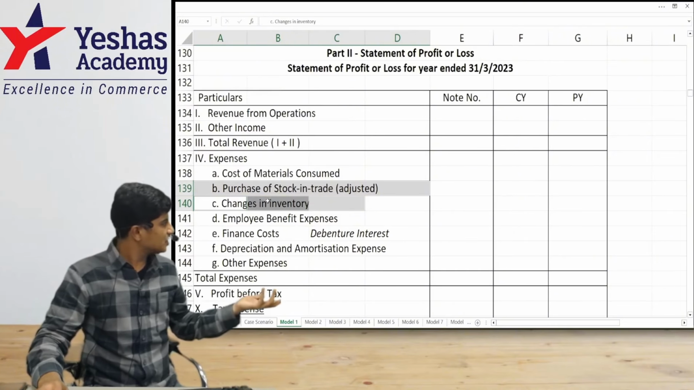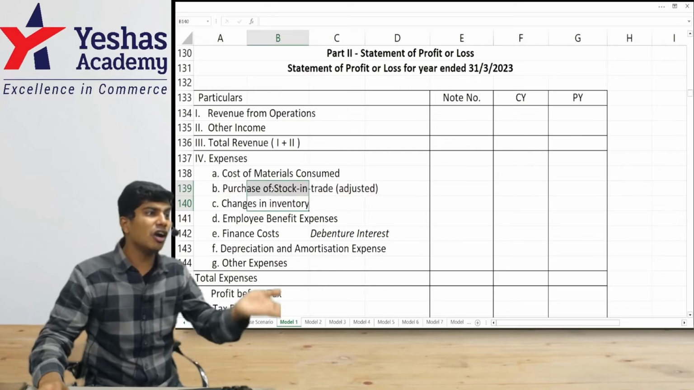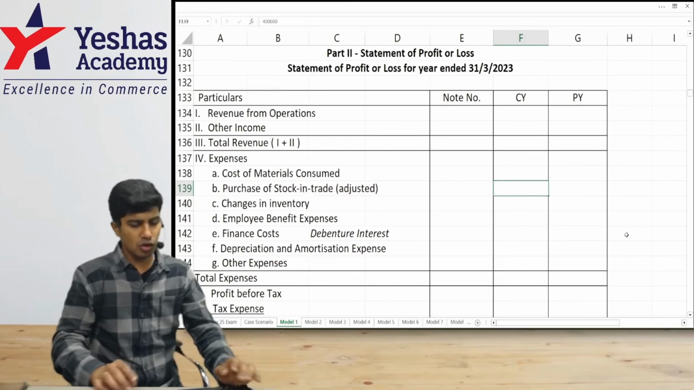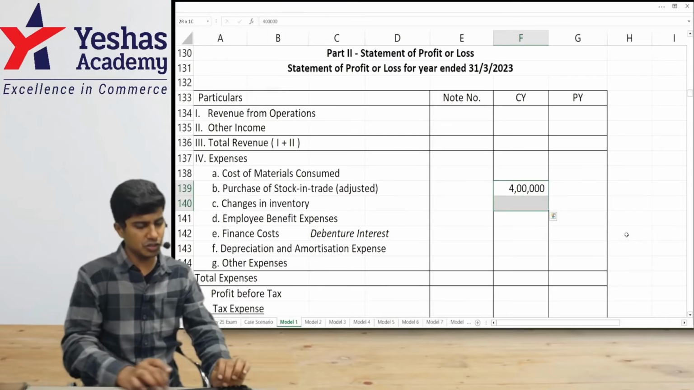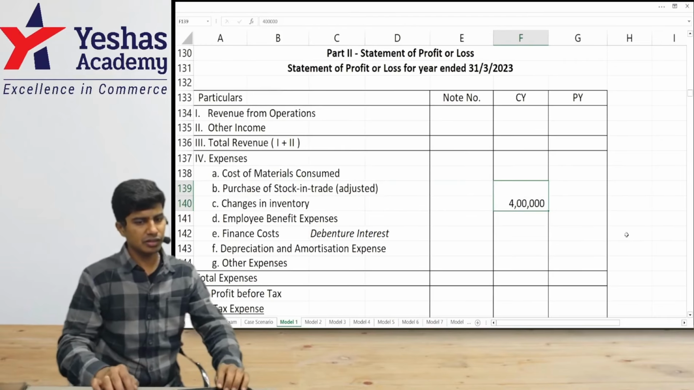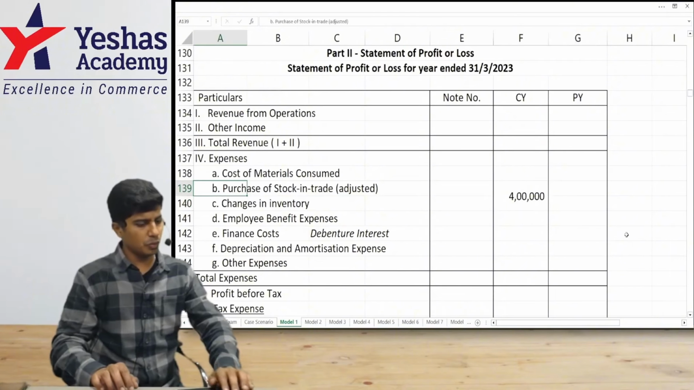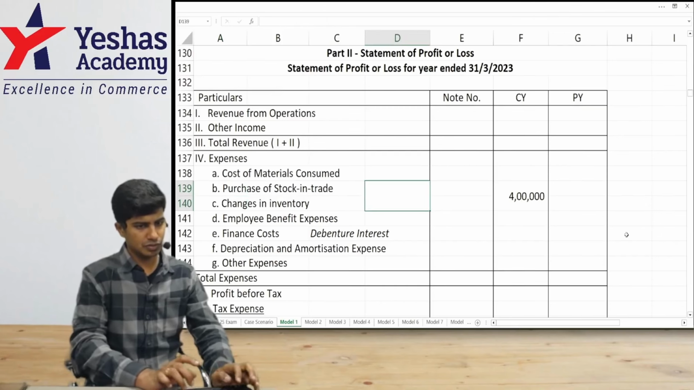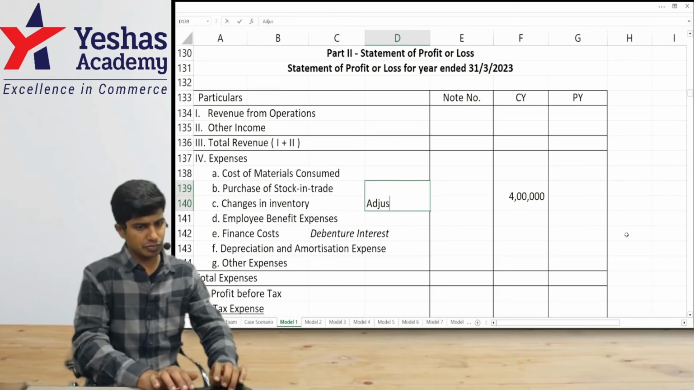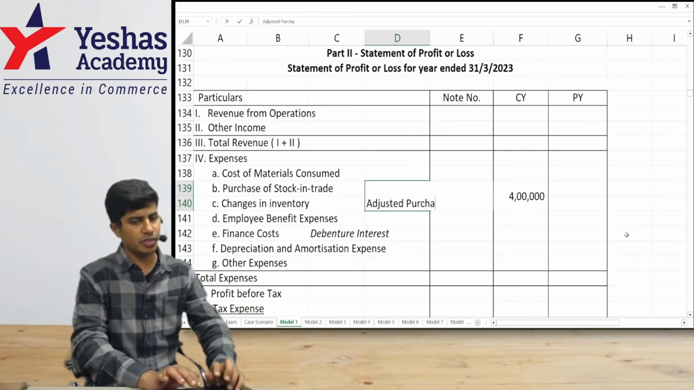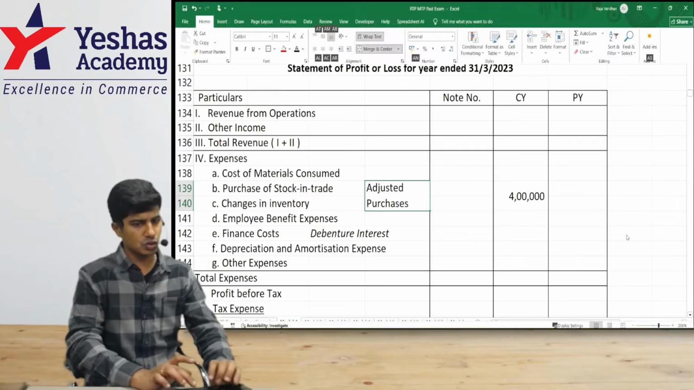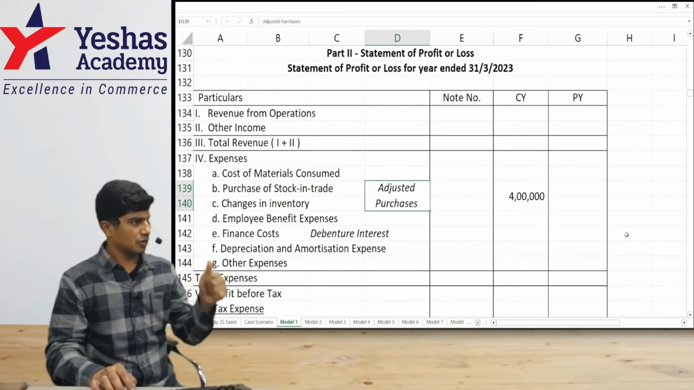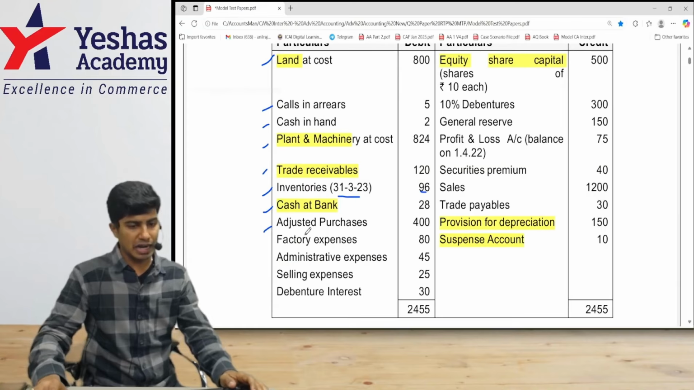This changes in inventory and purchase of stock in trade together will be called as what? Adjusted purchases, which we know right now. How much is adjusted purchases? 4 lakh. Everyone understood? Say something. It is both of them put together. There is a question that is being solved in the class on this topic. Please do refer to that so that you get some understanding on this. If in case you have got it, then what do we have after this 4 lakh?